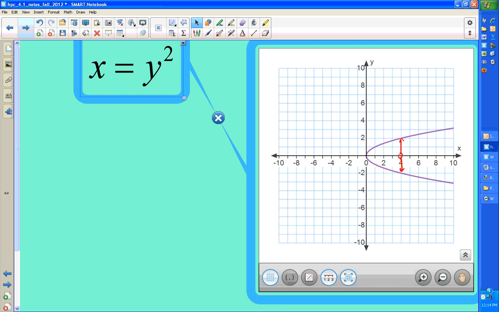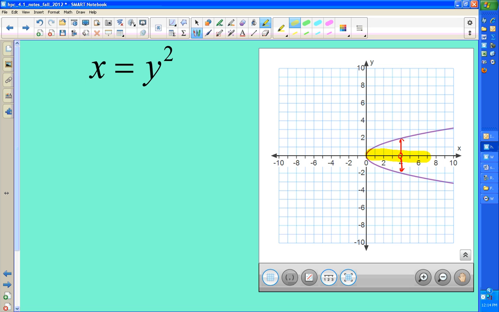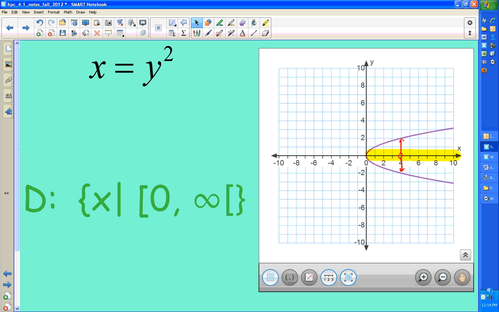Do we still have a domain? Of course we have a domain. If you squish all these points up to the x-axis, you'd get points right along here. So if those are where the points would land, there's your domain. All values of x such that x is greater than or equal to 0, from 0 to positive infinity.